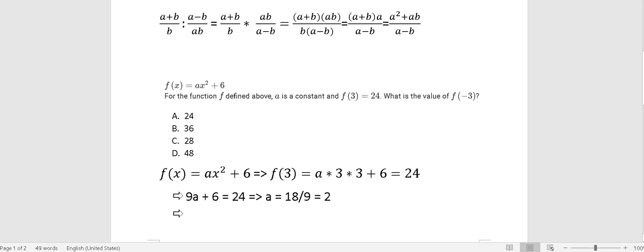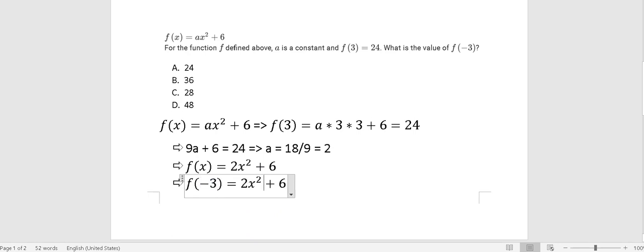We get the resulting function. The resulting function is, a substituted 2 in, and this is f(x). So now we substitute the value that the examiner is asking for, and in this case it is minus 3. Alright, I'm going to substitute it in right now. Minus 3, and x becomes minus 3, and we get the value of 2 times 9 plus 6 equals 24, same as above.